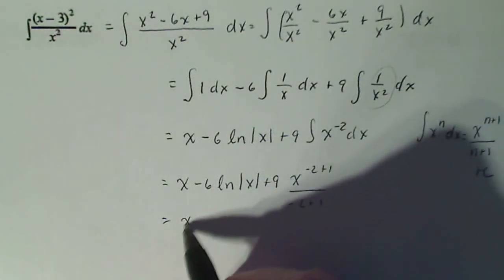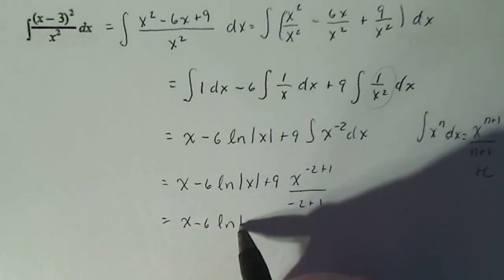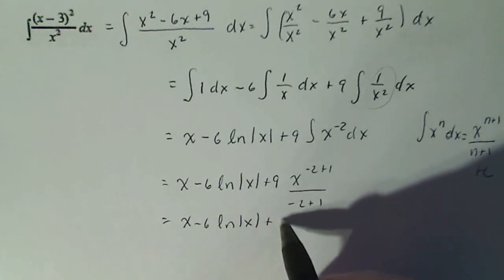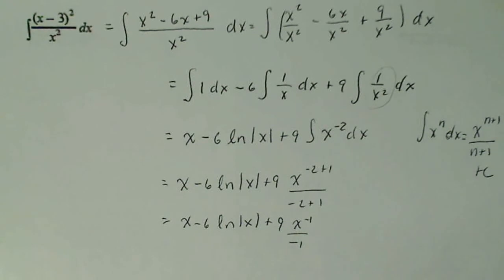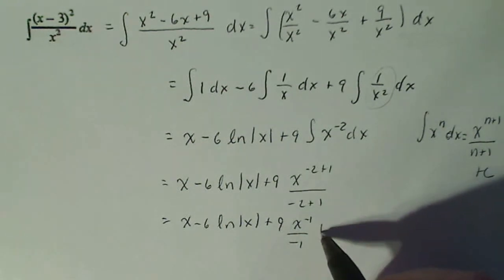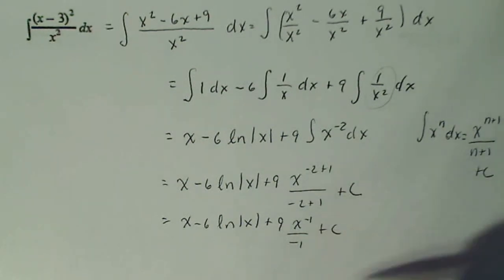So that leaves me with x minus 6 natural log of absolute value of x plus 9 times x to the minus 1 divided by minus 1. And then one last, plus c. I should have a plus c here too.